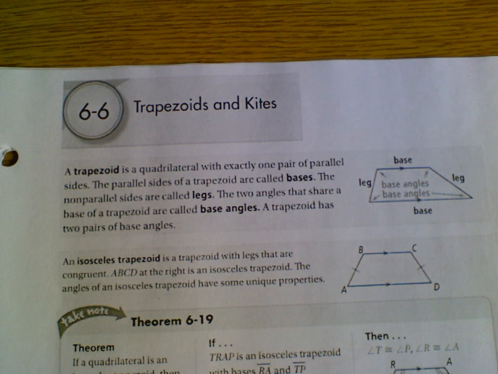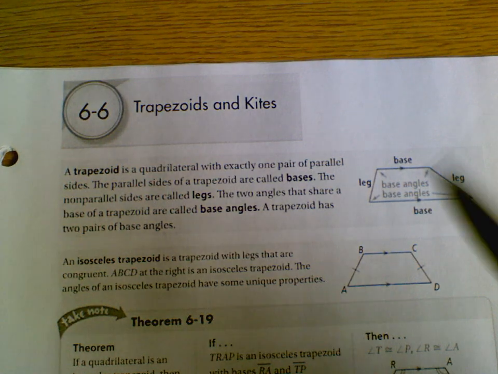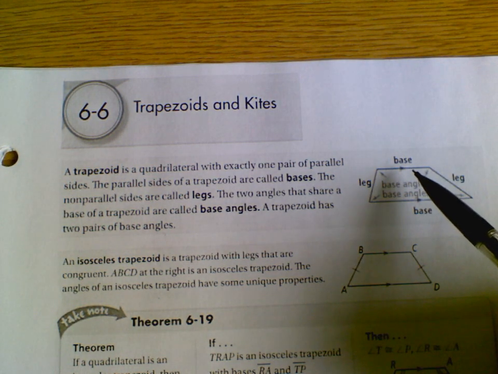Section 6.6 is about trapezoids and kites, so the last type of quadrilaterals. A trapezoid is a quadrilateral that has exactly one pair of parallel sides. So here's an example of a trapezoid.